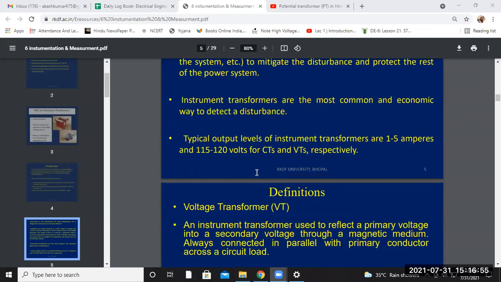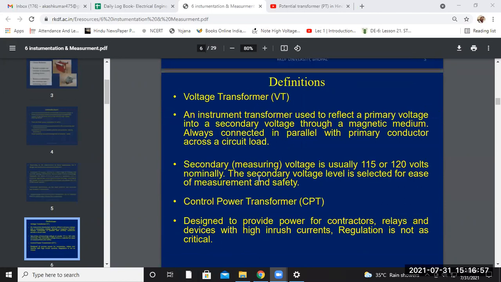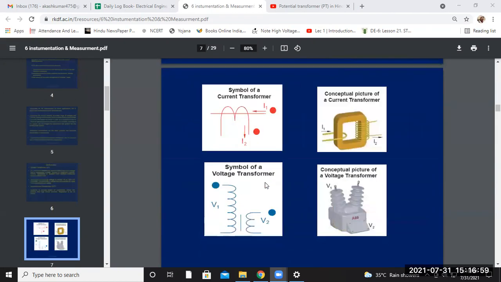Then there is a type that is voltage transformer. There is a control power transformer. So these are some instrument transformer circuits given here. You can see from here, this is the symbol of current transformer. This is the primary current and this is the secondary current.